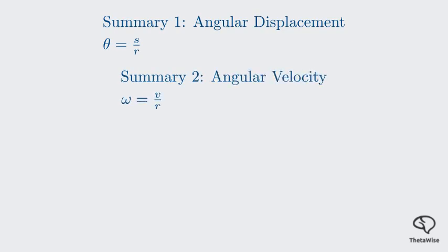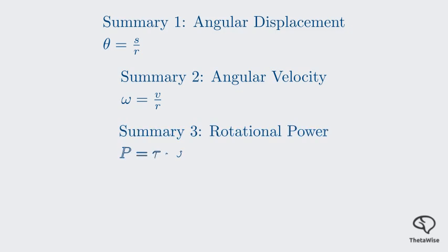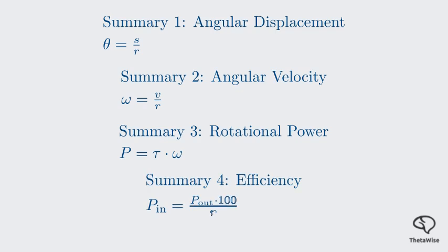Third, we applied the formula for rotational power. We used P equals tau times omega to find the power exerted by the machine. And fourth, we used the concept of efficiency to determine the input power. The rearranged formula for input power, P in equals P out times 100 divided by the efficiency, was the key.